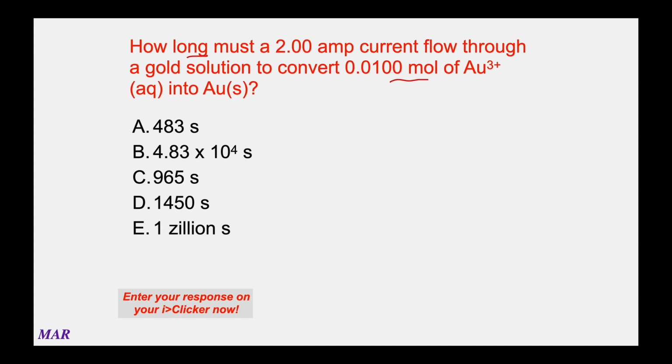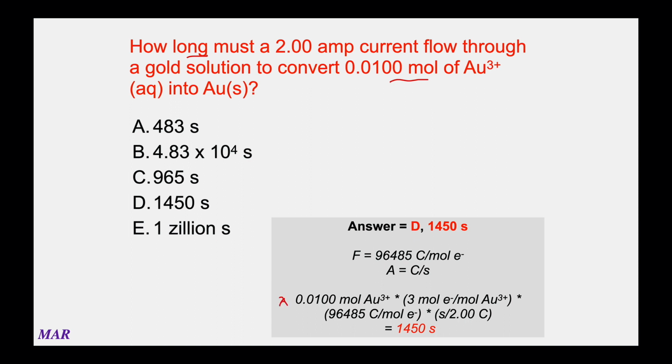Then the Faraday constant says that you have 96,485 coulombs per mole of electrons, so it allows you to go from moles of electrons to coulombs. And then finally that amp up there, the amps stand for coulombs per second, so if you divide by 2.00 coulombs per 1 second, you're going to get an answer out in seconds. So let's look at the math.